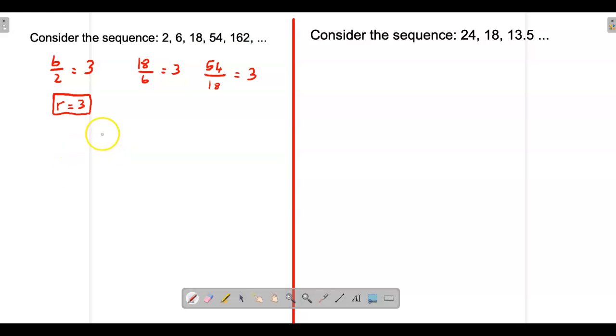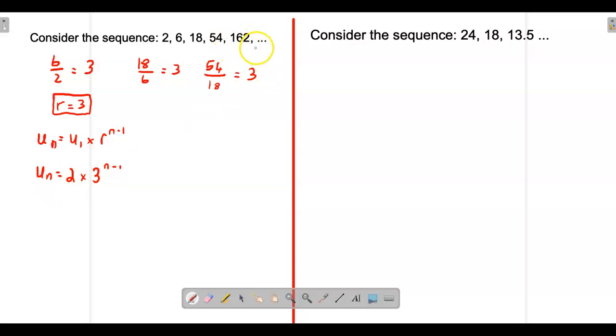Now you also have a formula for this, and this says that Un equals U1 times R to the n minus 1. And we've already used notation for U1, so let's fill this in for our number sequence. My first number in this sequence is 2, and my R number is 3, to the power of n minus 1. And let's use it to check the fifth term.